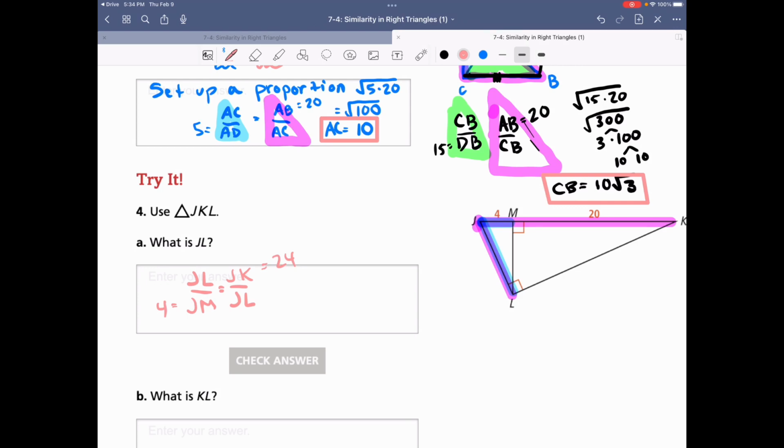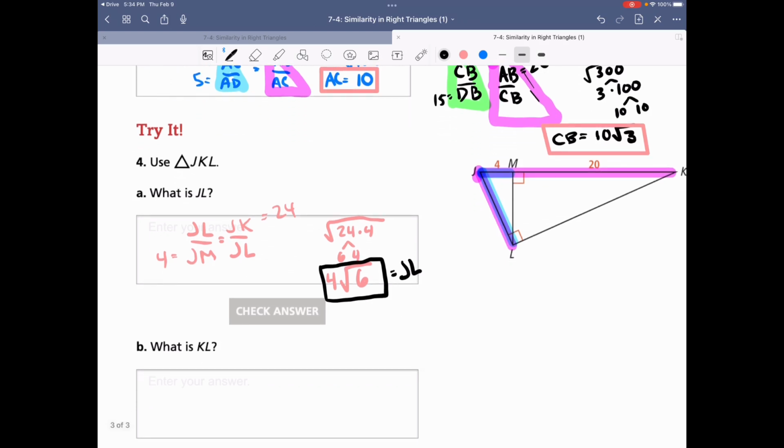So all we have to do is multiply 24 times 4, and take the square root. I'm not even going to multiply it because I know that 24 is 6 times 4, which gives us 2 fours in the radical. 4 comes out, leaving 6 inside. And that is our answer for what JL equals. What is KL?